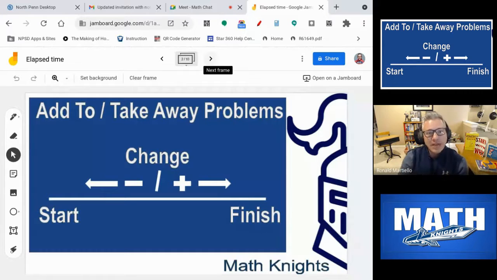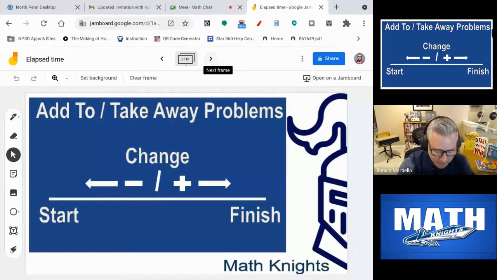In a traditional add to take away problem, the last number is usually the result. But because these are time elapsed type of problems, we're going to use the word finish so we don't confuse the students. We want them to talk about the finish time. So there's a start time, a change time, and a finish time.